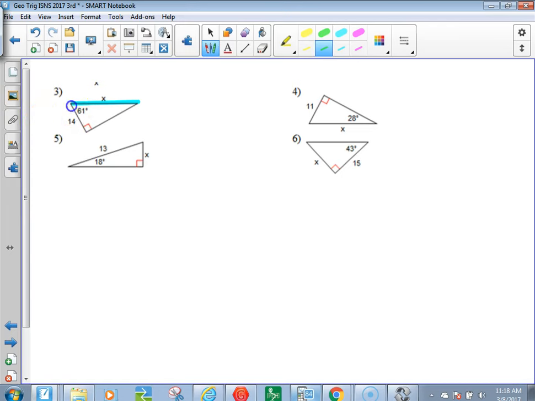So, all right. Next to the 61 is the leg here. That would be your adjacent leg.